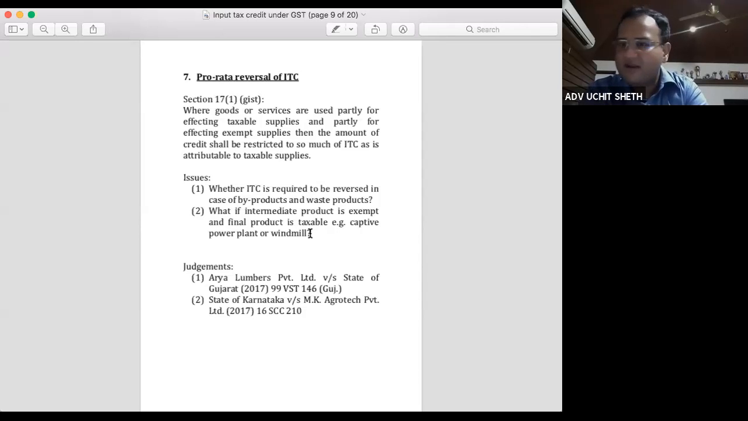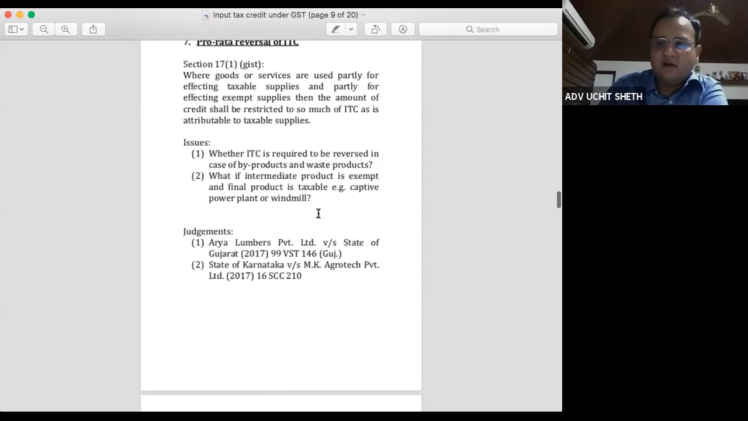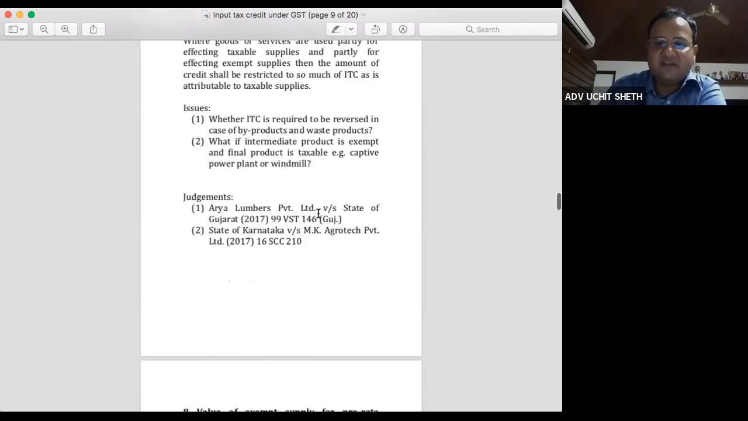Here we'll have to find a way out, but otherwise there seems to be a problem if the intermediate product is manufactured in one state while the final taxable product is produced in another state. But if everything is in the same state, then there should not be any issue. Merely because intermediate product is exempt, input tax credit cannot be disallowed if my final product is taxable.